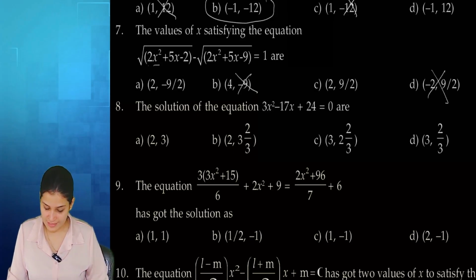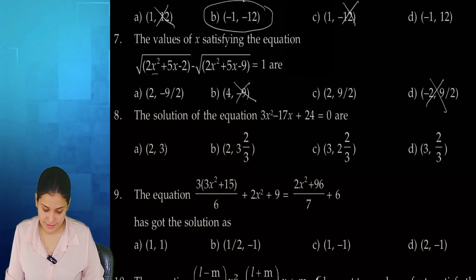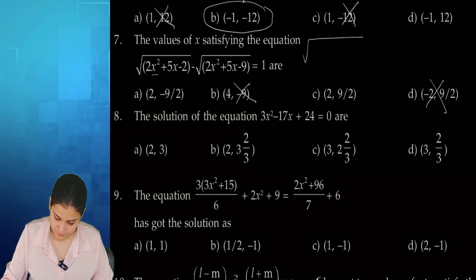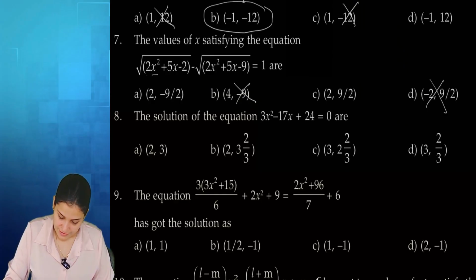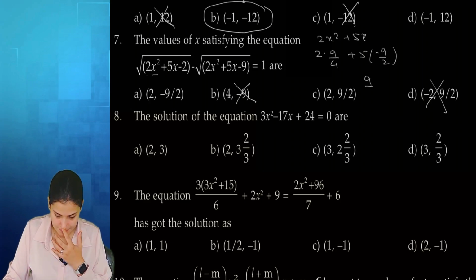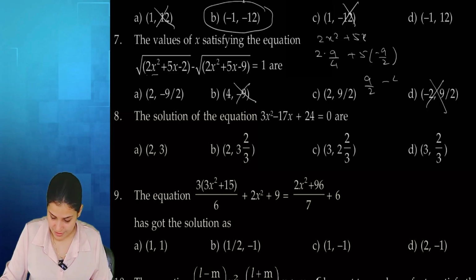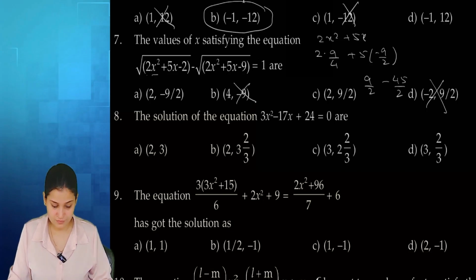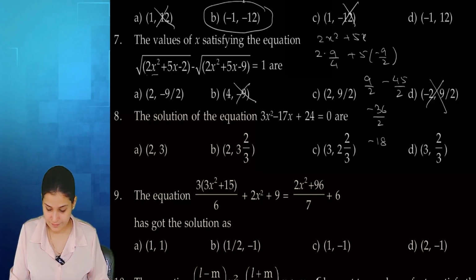Now let us try x equal to minus 9 by 2. So let's find the value of 2x square plus 5x. 2 into minus 9 by 2 square is 9 by 4. 5 into minus 9 by 2. So 9 by 2 minus 45 by 2 is minus 36 by 2, that is minus 18.